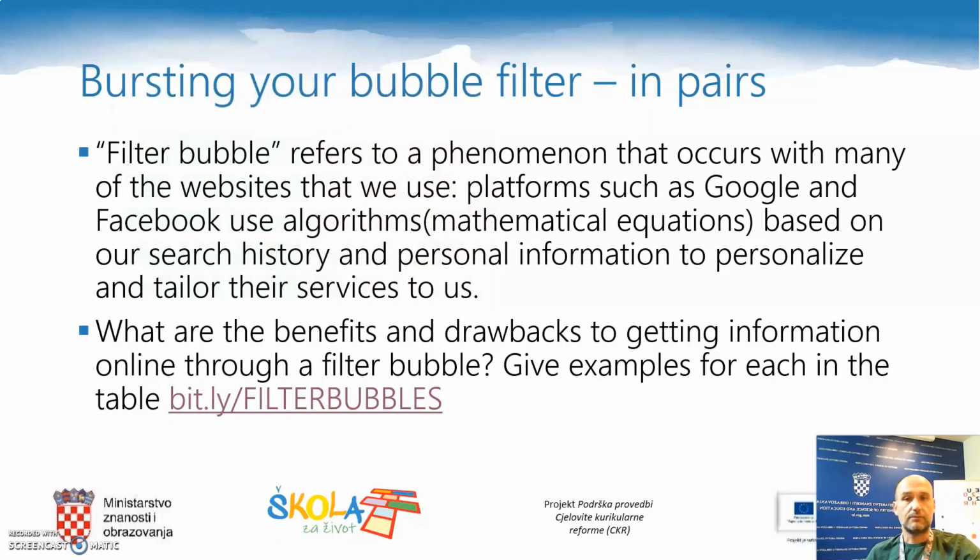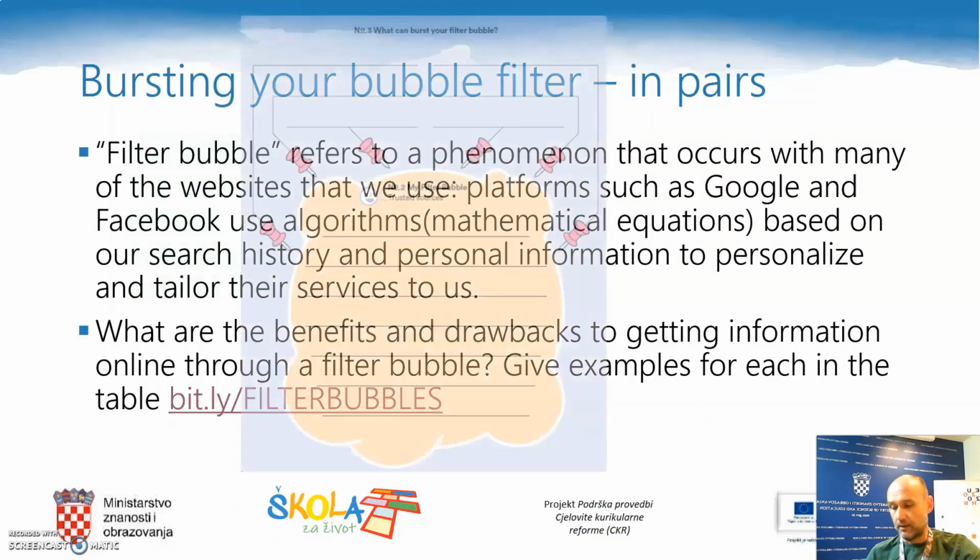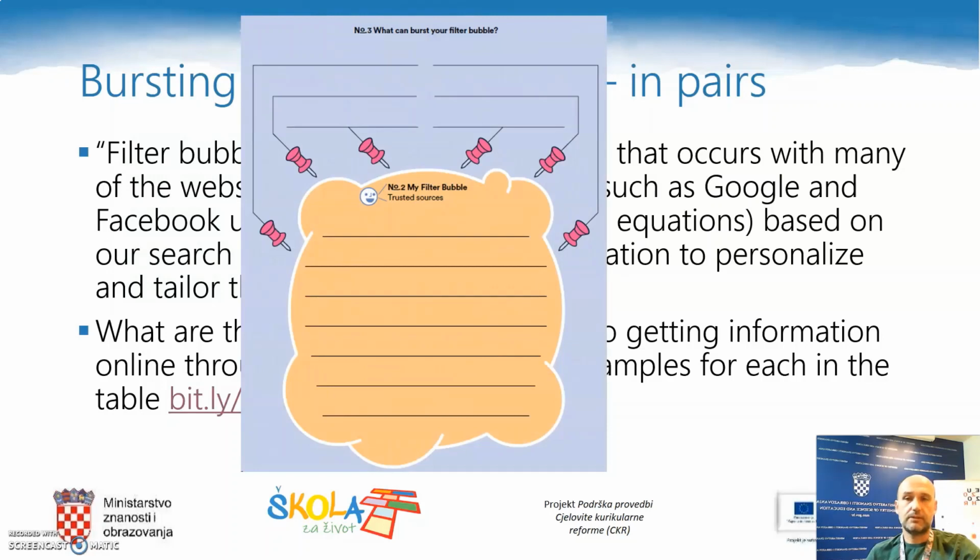The next thing I would like you to do is, using this table, consider what search engines, apps, social media platforms, etc. you use to find out information about the world, your interests, and your homework research. These are sources you trust and use on a daily basis. In this table, make a list of these trusted sources inside your filter bubble, so all the resources that you use on a day-to-day basis to do your everyday work and activities.